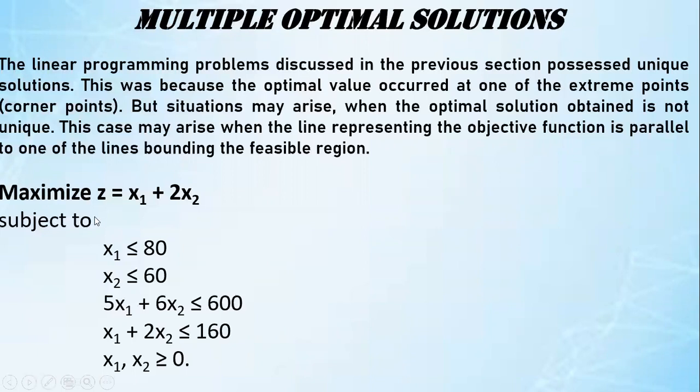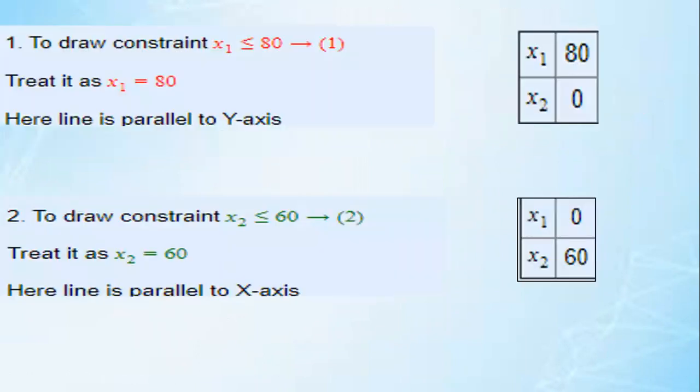See, the problem goes like this. They have given the maximization problem. The objective function, that is Z maximize, equals x1 plus 2x2. It is subjected to constraints. There are 4 constraints: x1 lesser than or equal to 80, x2 lesser than or equal to 60, 5x1 plus 6x2 lesser than or equal to 600, x1 plus 2x2 lesser than or equal to 160. x1 and x2 greater than or equal to 0. It is known as the non-negativity constraint.